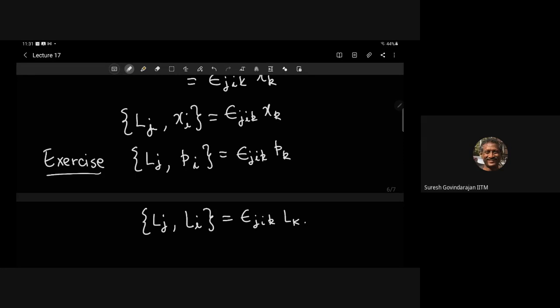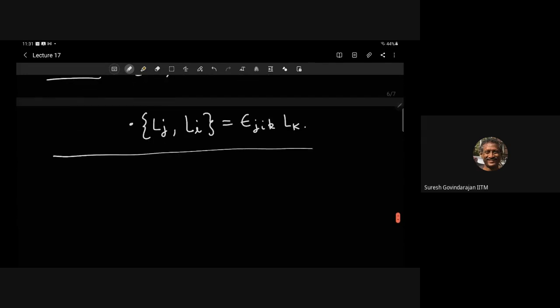So these are calculations which you can do, but what I want to tell you is that I don't need a calculation. Let's look at L3, and I'll make a statement which I'll explain. L3 is the generator of rotations about the z-axis.